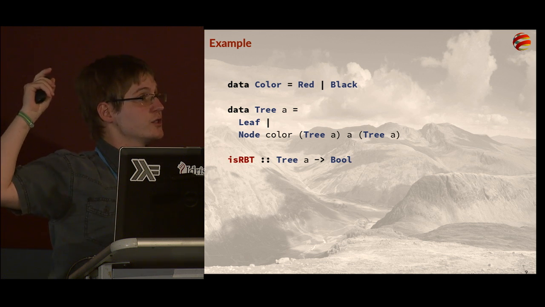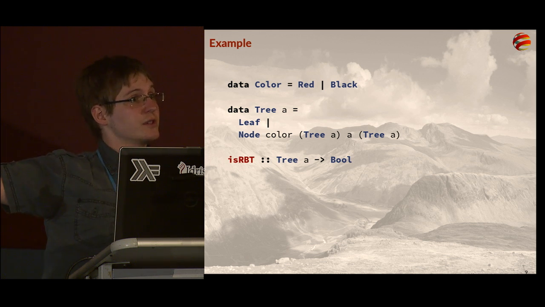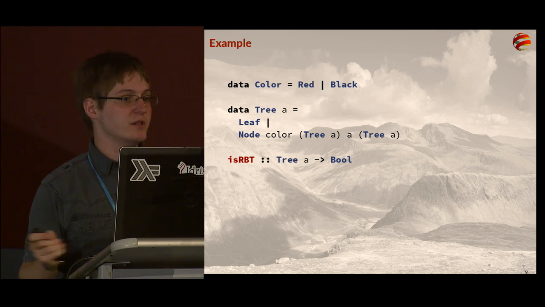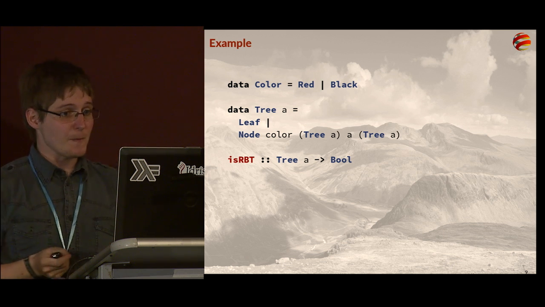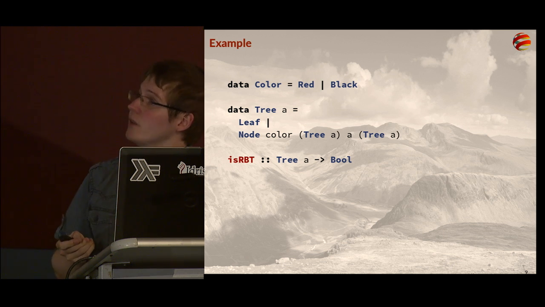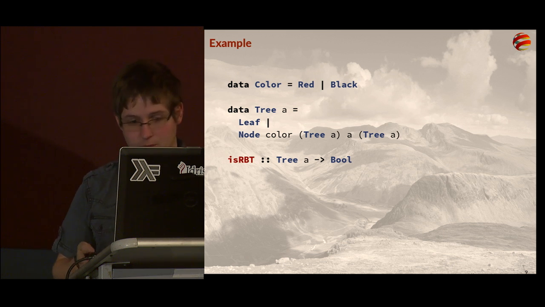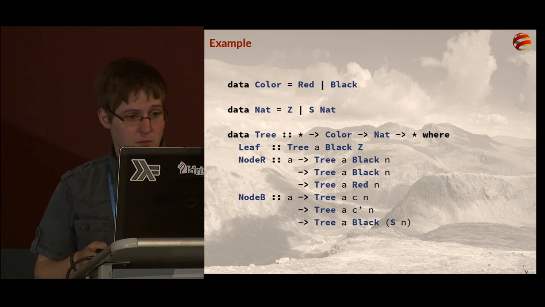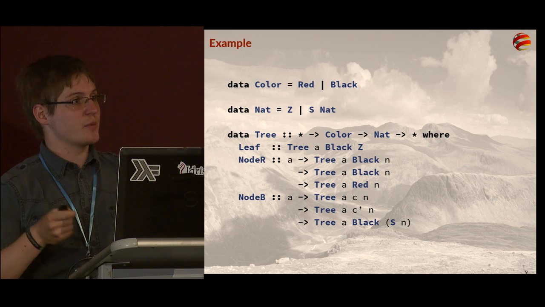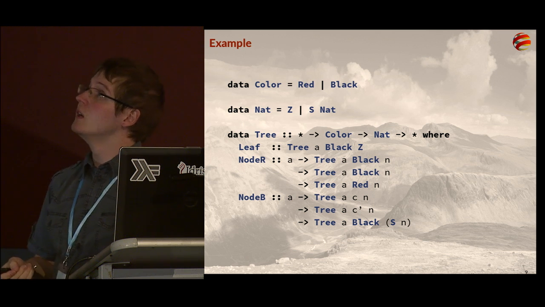So you write an insert function, and you would write a test that after inserting a value into a tree, this isRBT function is still true. But in Haskell and in Idris, you can go even farther than that. So you can actually encode this invariant, this isRBT function, into the type.